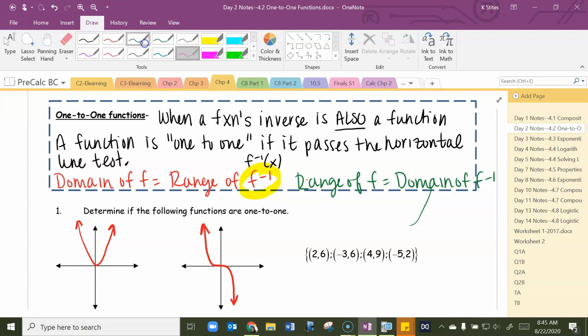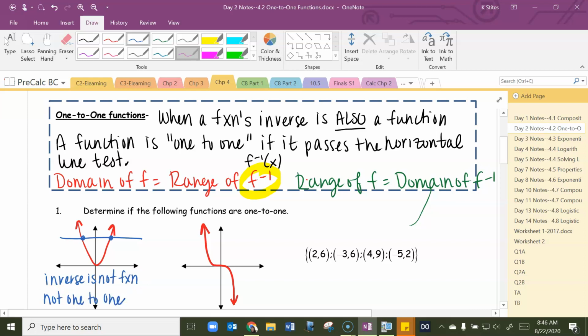Here's how this works. The vertical line test determines if we have a function. All right, we do have a function. However, the horizontal line test determines if the inverse is also a function. So because we do not pass the horizontal line test here, we hit our function twice. This means the inverse is not a function, which means we are not one-to-one.